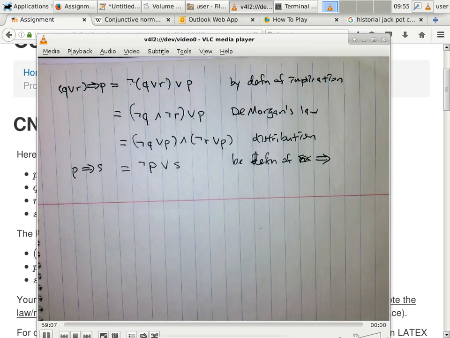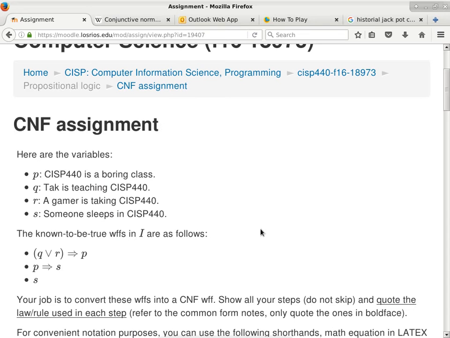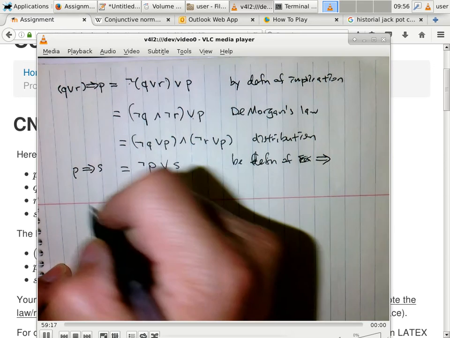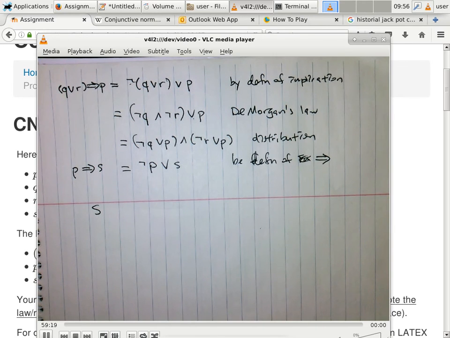And the last one is the easiest one. The last one is just S, all by itself, because it is a single variable. It is already in CNF. So now we have all three CNFs, but the question is asking you to convert all the known facts into a single long CNF. So you have to give me a big conjunction of all of these things.